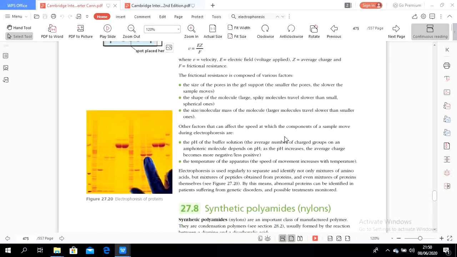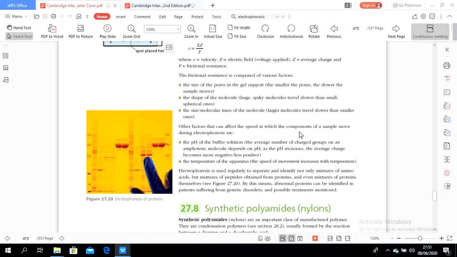Now, other factors that affect the speed at which the compounds of a sample move during electrophoresis are the pH of the buffer solution, since the average number of charged groups on an amphoteric molecule depends on the pH. As the pH increases, the average charge becomes less positive or more negative. And the temperature of the apparatus: the speed of movement increases with temperature. Why? Because the higher temperature gives more energy for the particles to move.